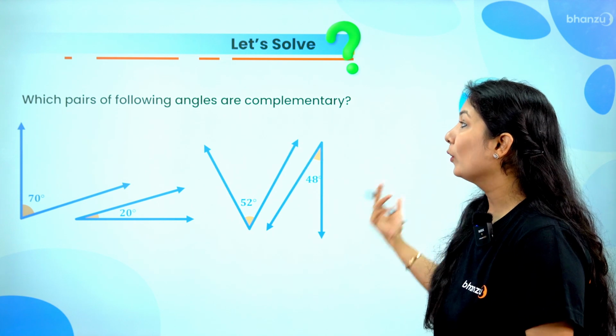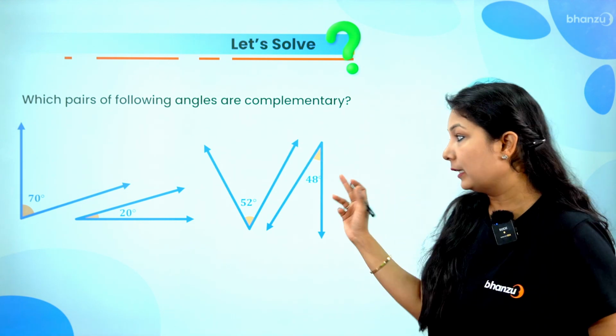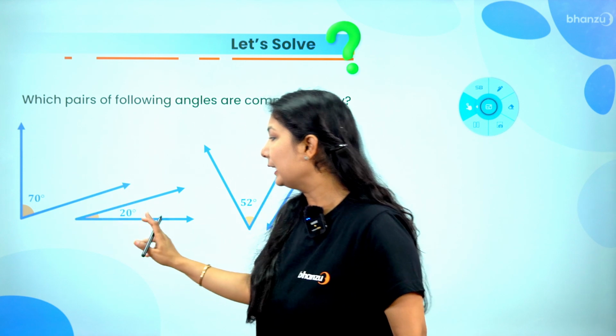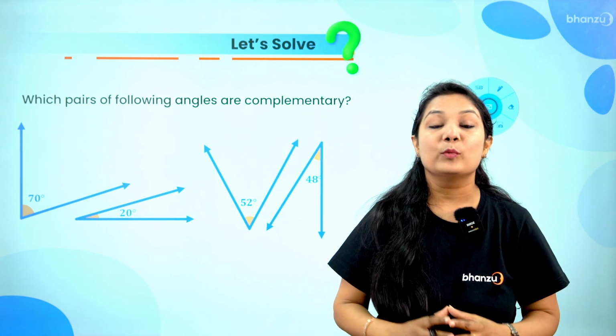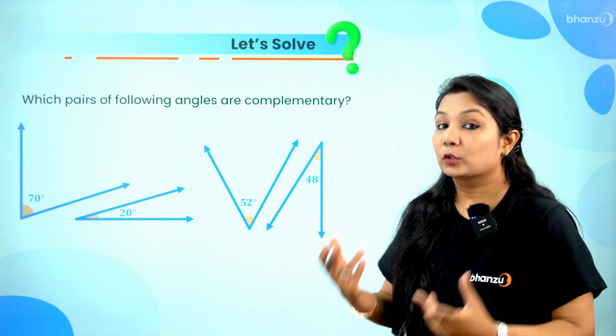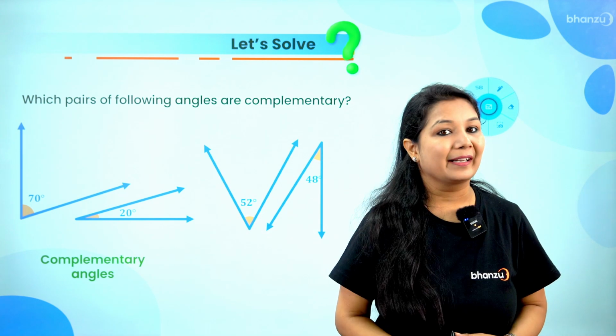Which pairs of the following angles are complementary? Like the first one, if you see, it's 70 degrees and 20 degrees. What do we get when we add? Yes, we get 90 degrees. So therefore, they are complementary angles.